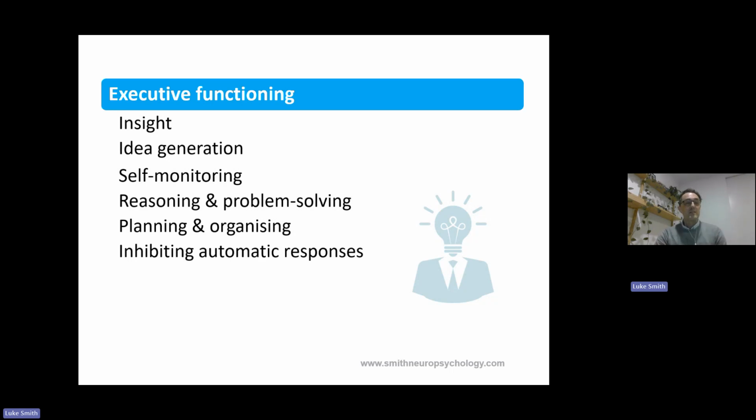The next area is reasoning and problem solving, which hopefully is relatively straightforward. It's our ability to make decisions, use reasoning, use logic. If we experience any problems, being able to solve them, come up with solutions, consider the outcomes. This is also considered an executive functioning.